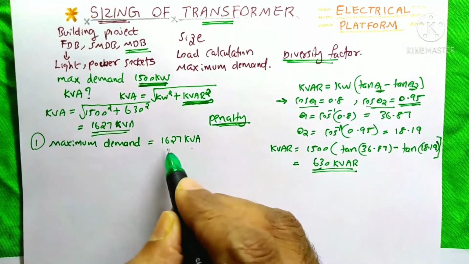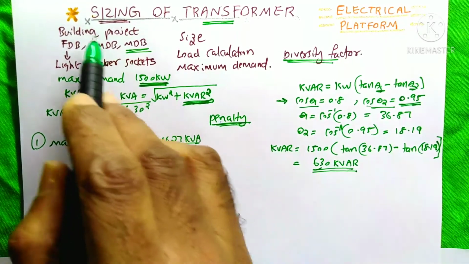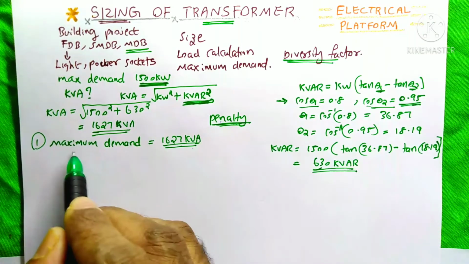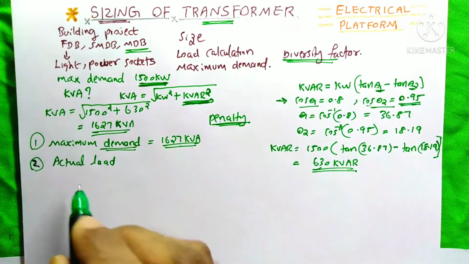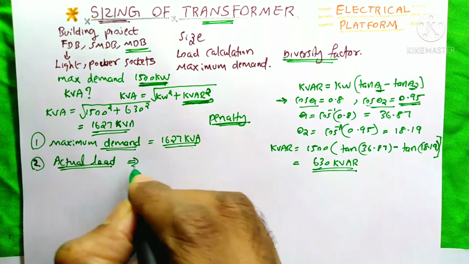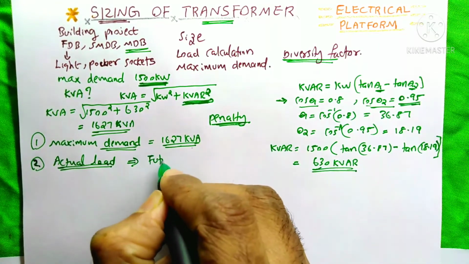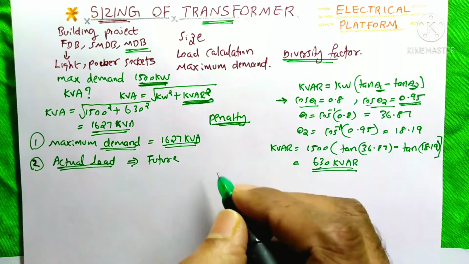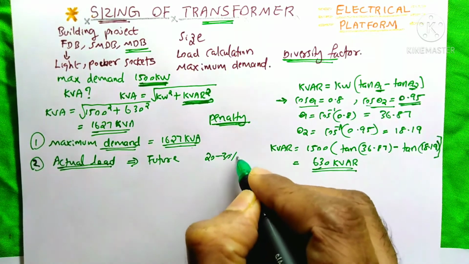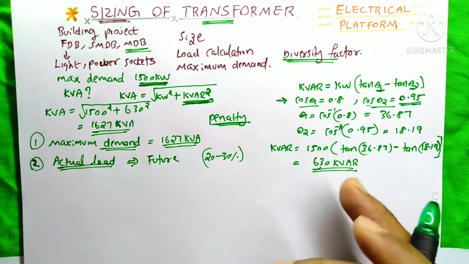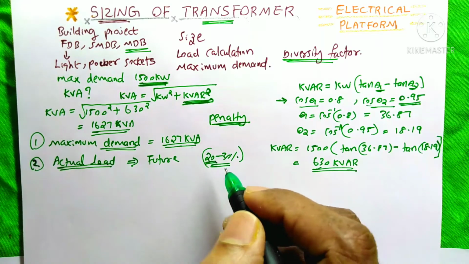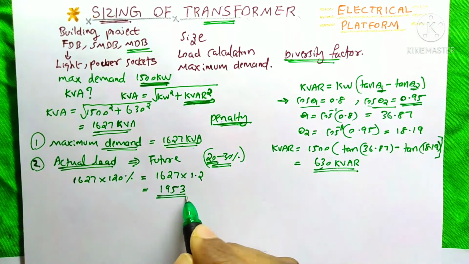So for the sizing of the transformer, the first step is finding out the maximum demand of our system. The second step is to find the actual load of the system. Actual load means we need to apply the future load to this maximum demand. Generally in industry we take about 20 to 30% of future load, but it varies depending upon the client. So here I am going to apply 20%. It will be around 1953 kVA.